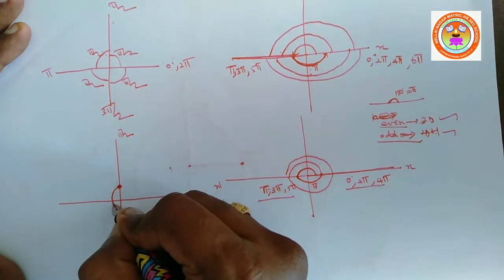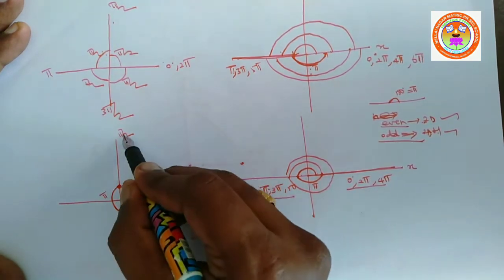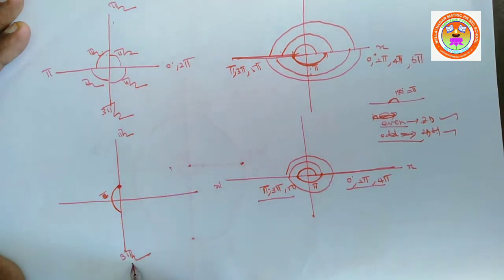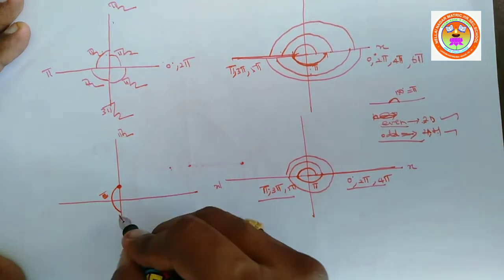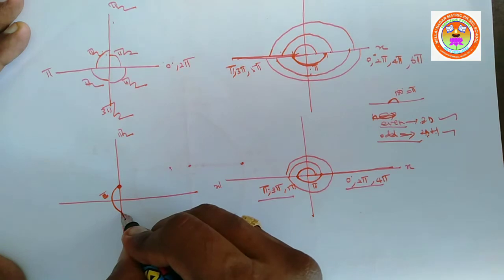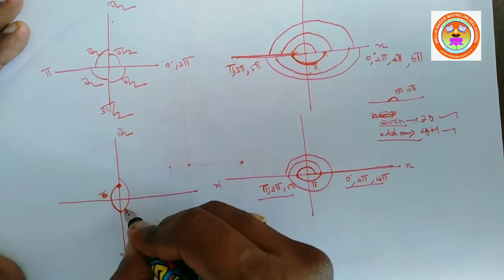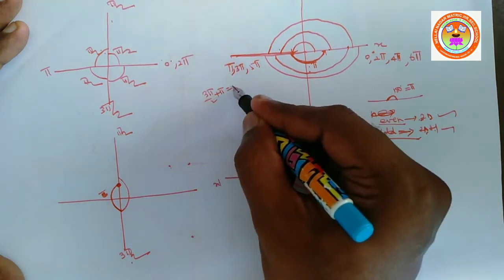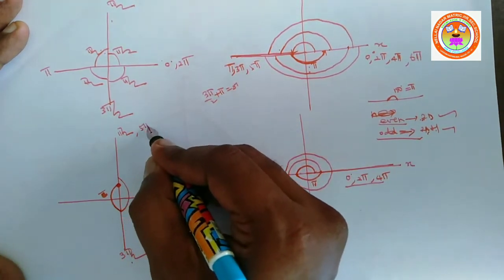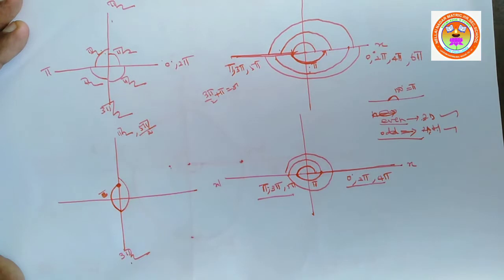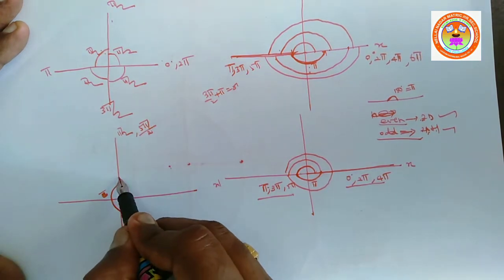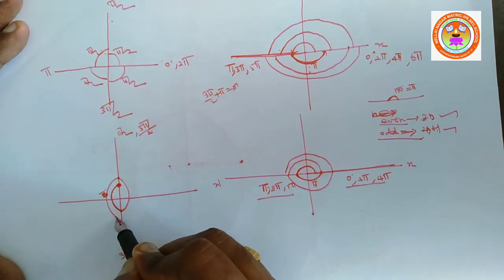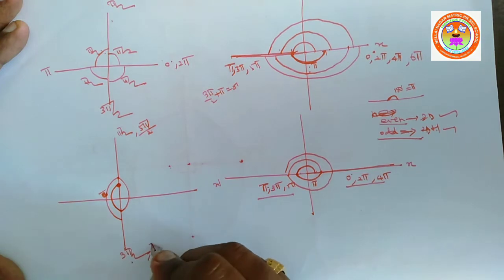From pi by 2 it travels, what is the degree it travels here? Pi. Pi by 2 plus pi is nothing but 3 pi by 2. This is 3 pi by 2. This 3 pi by 2 travels pi, so 3 pi by 2 plus pi gives us 5 pi by 2. This is 5 pi by 2. This 5 pi by 2 travels 1 pi. This is nothing but 7 pi by 2.